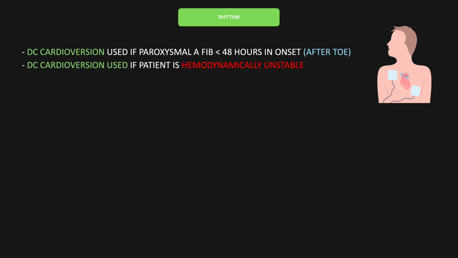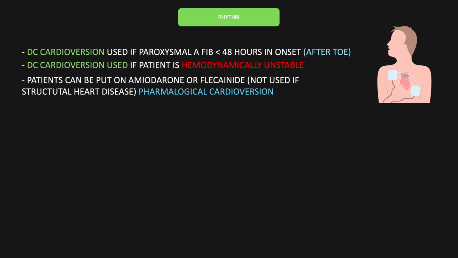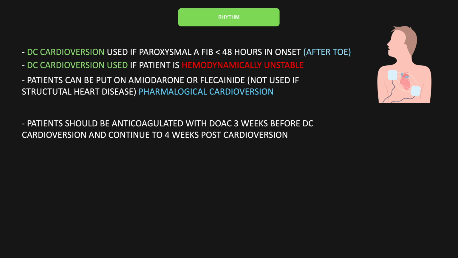And you can also do a DC cardioversion if a patient is hemodynamically unstable. So regardless of whatever AFib it is, if he's hemodynamically unstable, the best thing to do would be to cardiovert him, use DC cardioversion. You can also put the patient on amiodarone or flecainide, and this is known as pharmacological cardioversion. And flecainide is not used if a patient has structural heart disease such as atrial enlargement or anything of that sort.